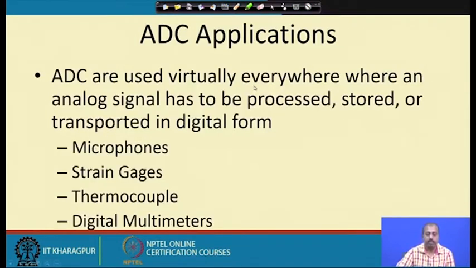Applications. ADCs are used virtually everywhere where an analog signal has to be processed, stored or transported in digital form, like microphones, strain gauges, thermocouples, digital multimeters. So, everywhere you will find some application of ADC.